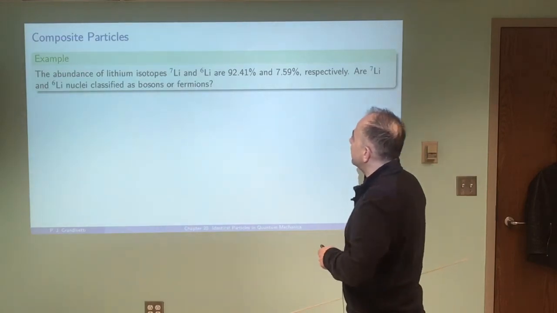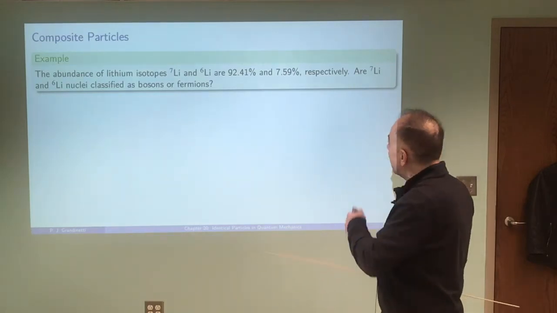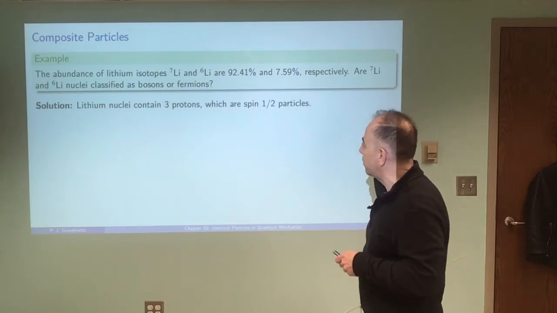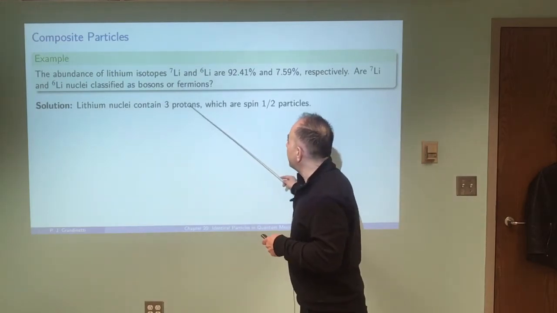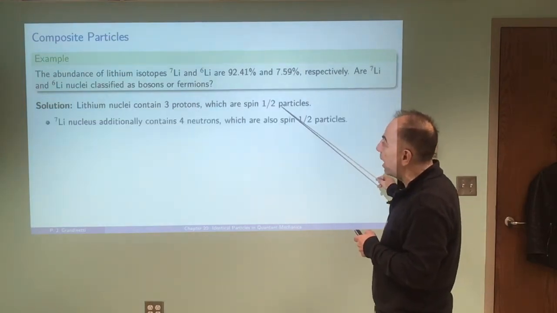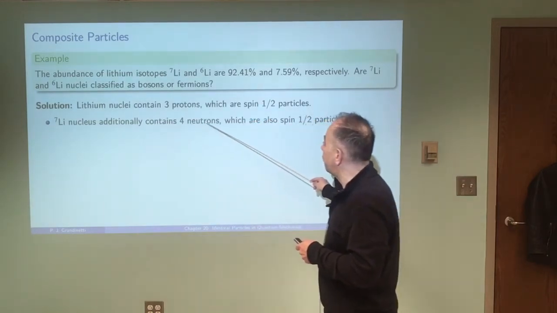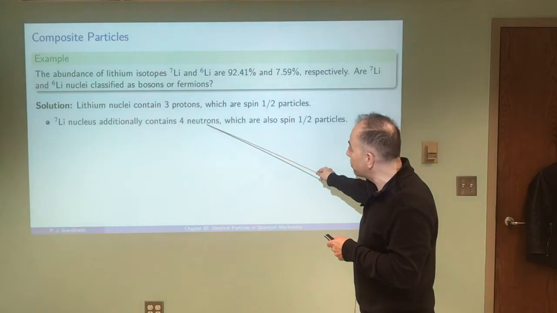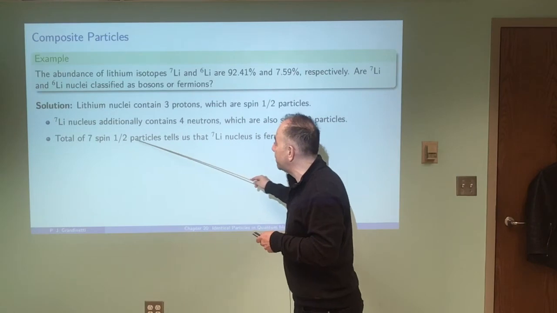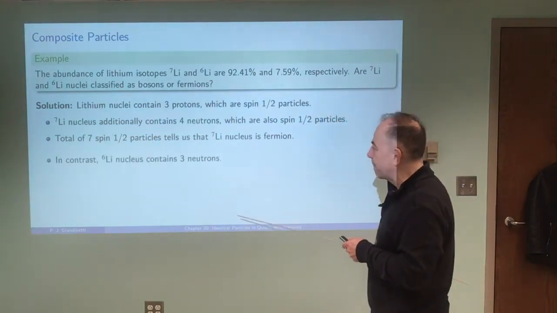Let's say we have lithium isotopes 7 and 6, which have different abundances here. Do we classify the lithium-7 isotopes as fermions or bosons? For lithium nuclei, they have 3 protons, and they're all spin half particles, so they all have an odd number of protons. The lithium-7 has an additional 4 neutrons. Remember, neutrons are also spin half. So that means that we have a total in lithium-7 of 7 spin half particles. So that tells us that lithium-7 nucleus is a fermion.